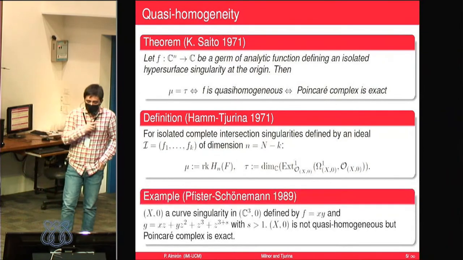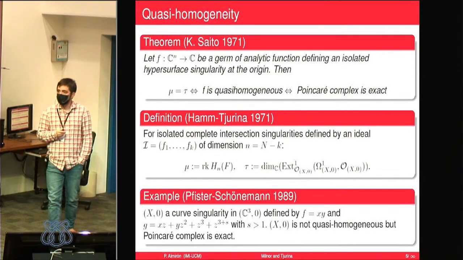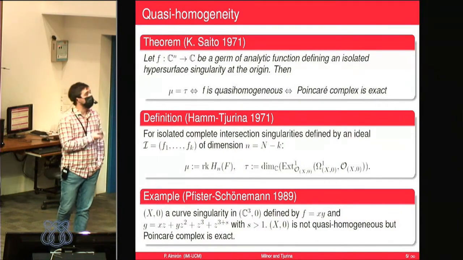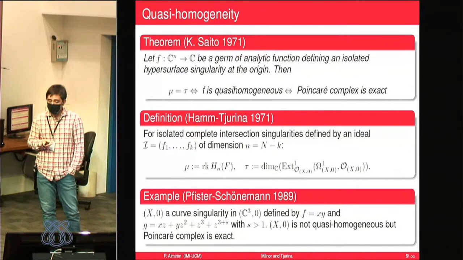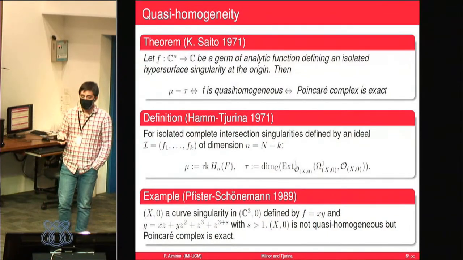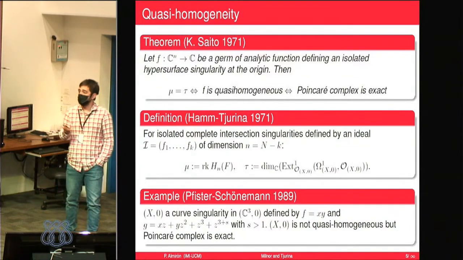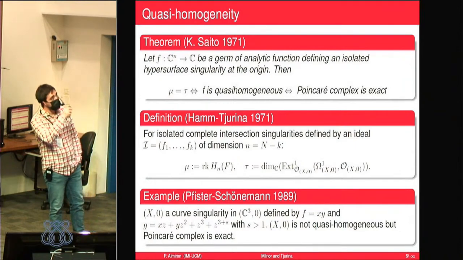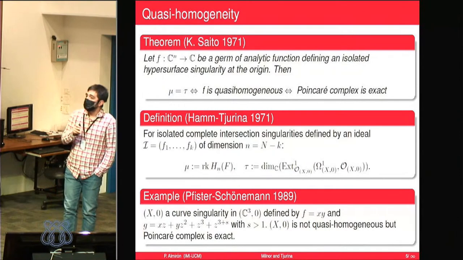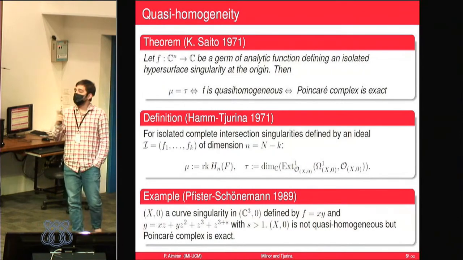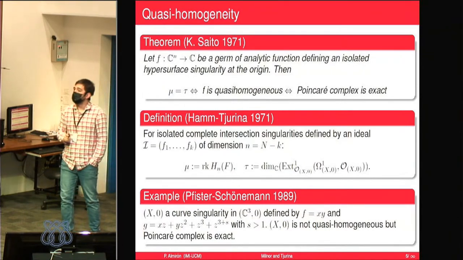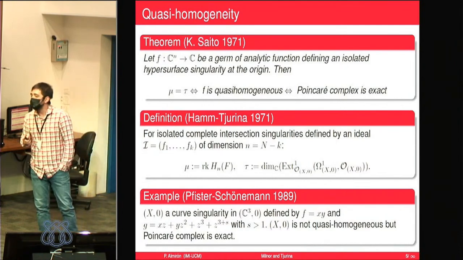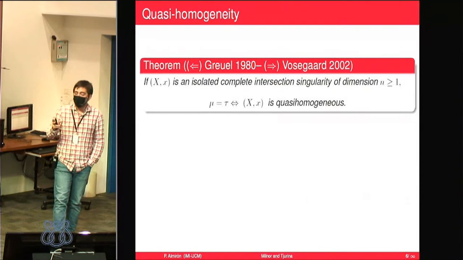There is a paper of Pfister and Schumann of 1989, and they found an example of an isolated complete intersection singularity that is not quasi-homogeneous, but the Poincaré complex is exact. So we must forget about exactness of the Poincaré complex in order to characterize equality between Milnor and Tjurina number. So the only hope is that the equality between Milnor and Tjurina number is going to be a good measure of quasi-homogeneity.